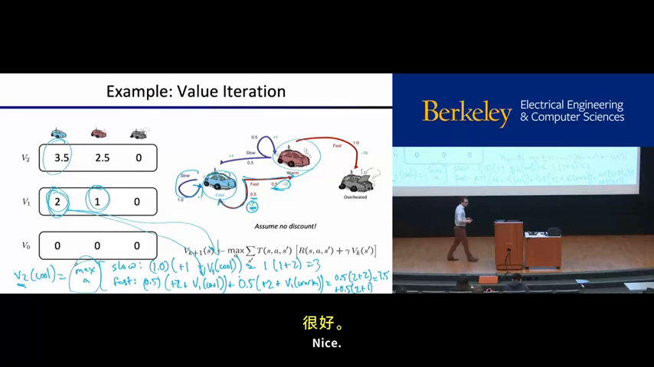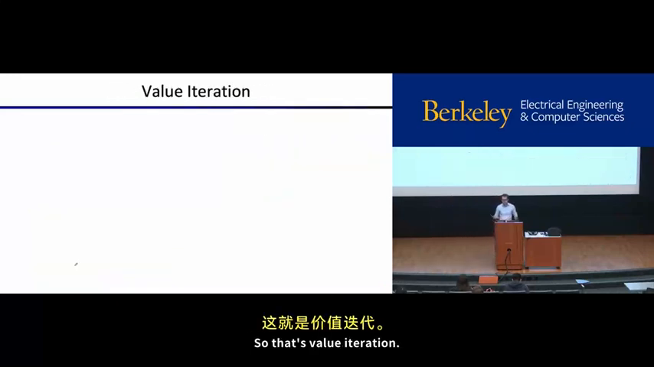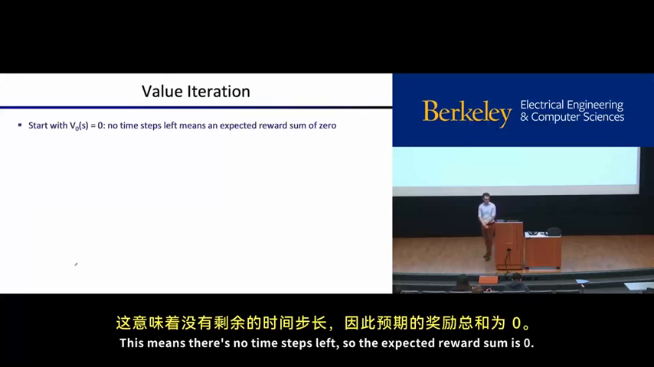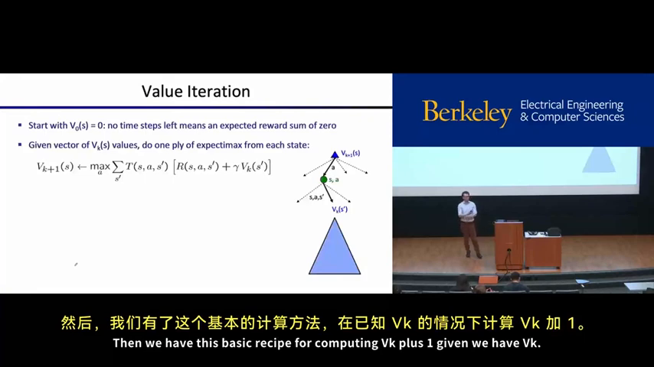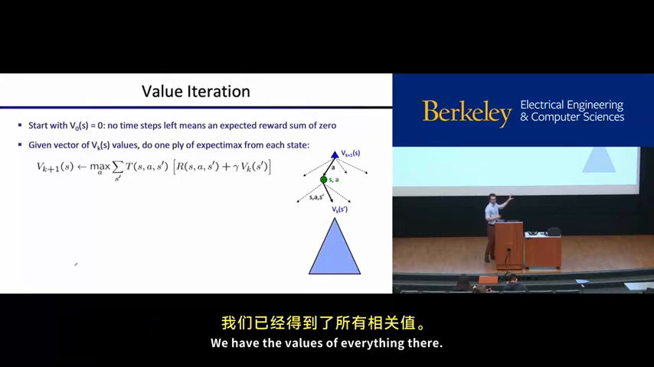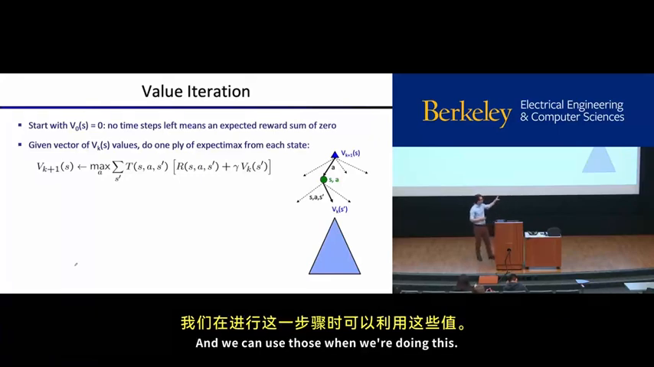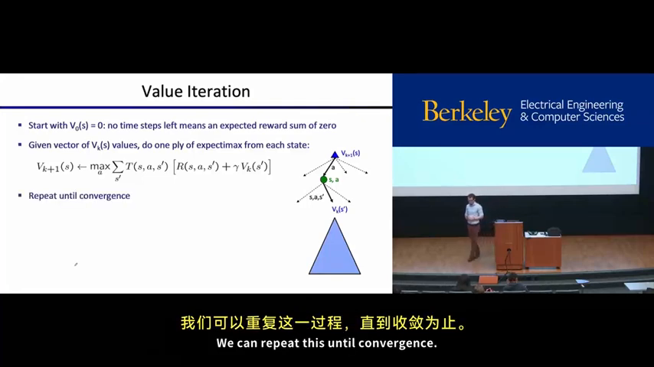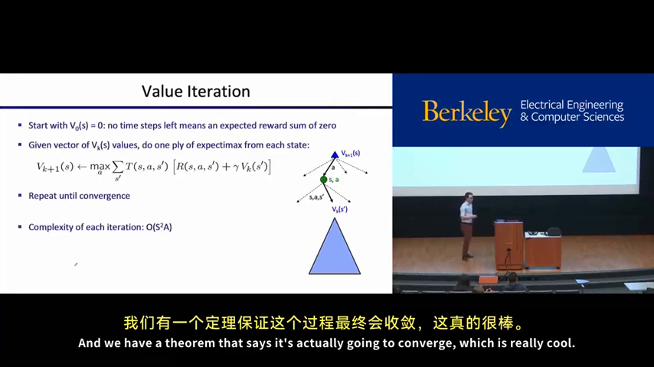Okay. Nice. So that's value iteration. Basic idea is we start with v0 of s equals 0. This means there's no time steps left, so the expected reward sum is 0. Then we have this basic recipe for computing vk plus 1, given we have vk. We just did this, and it's basically saying we have this subtree already computed. We have the values of everything there, and we can use those when we're doing this. We're just adding an extra layer on top of this expect-max tree. We can repeat this until convergence, and we have a theorem that says it's actually going to converge, which is really cool.